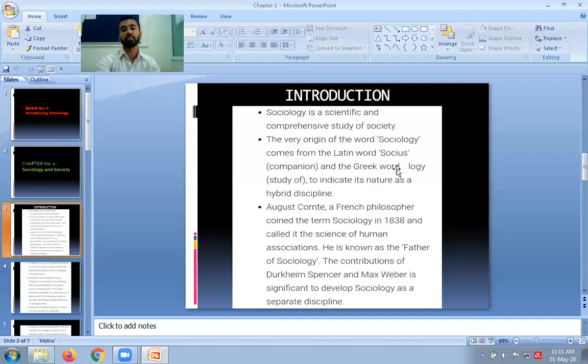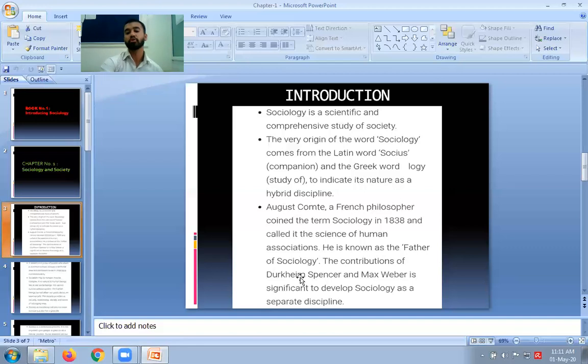And then logi means study. So the study of interconnectedness, the study of interdependence that is there in the society. So we study all those things in this particular subject. And it's a hybrid discipline. In the last class I told you that it is a multidisciplinary subject. Something that is multidisciplinary means it is hybrid in nature. Hybrid means something that is a mixture of different things, a blend of many things. So that's the reason we call this subject a hybrid discipline or multidisciplinary subject.